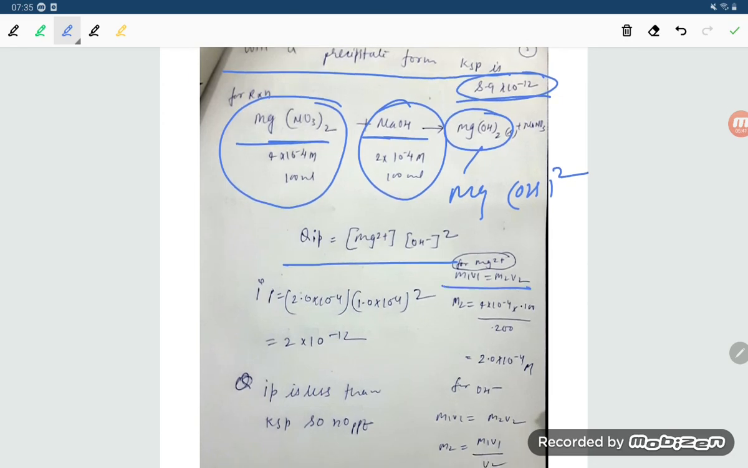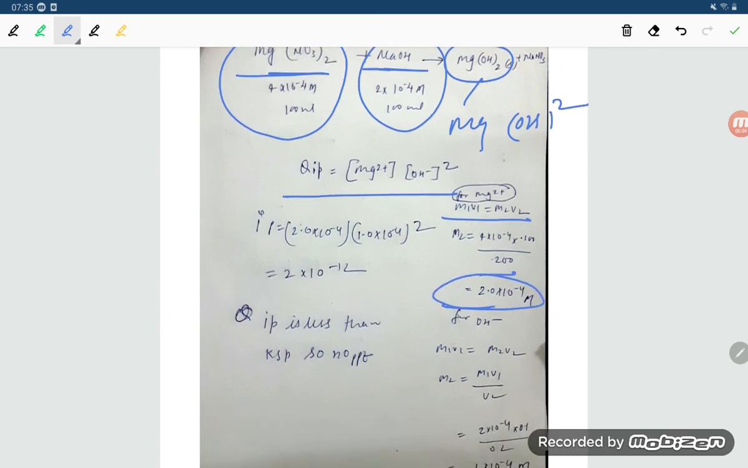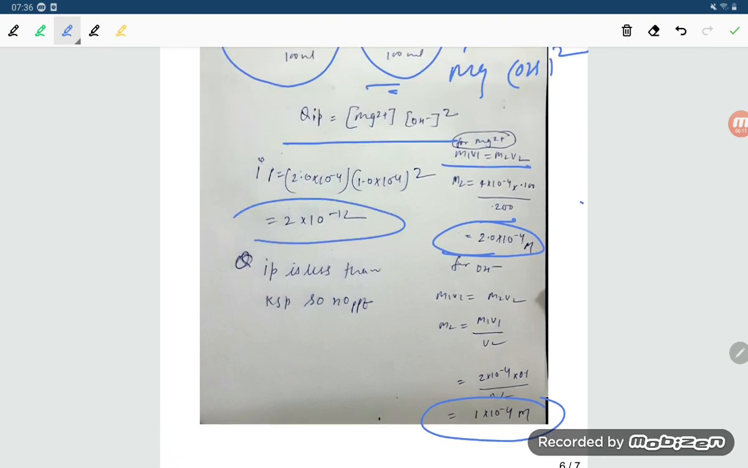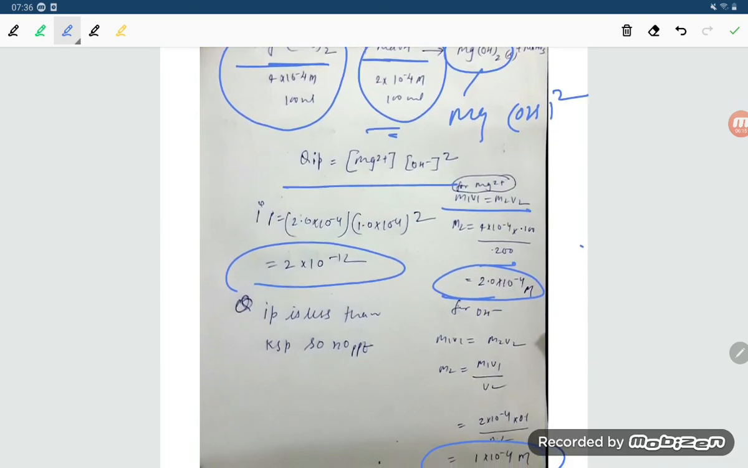So M1V1 is equal to M2V2. So M2 is equal to M1V1 upon V2. So 100 ml, 100 ml, that is in liters 0.2, and this concentration is there, multiplied by V1. So this we are getting, and for the other OH minus, for this we are getting this. So multiplying, it is coming 2 into 10 power minus 12, and this is less than the KSP, so no PPT will form.